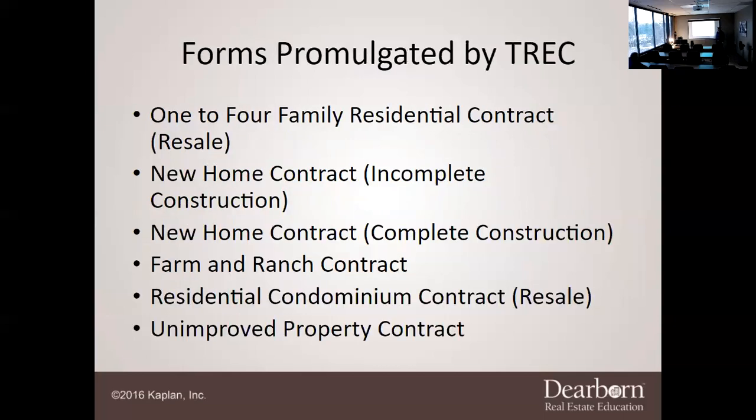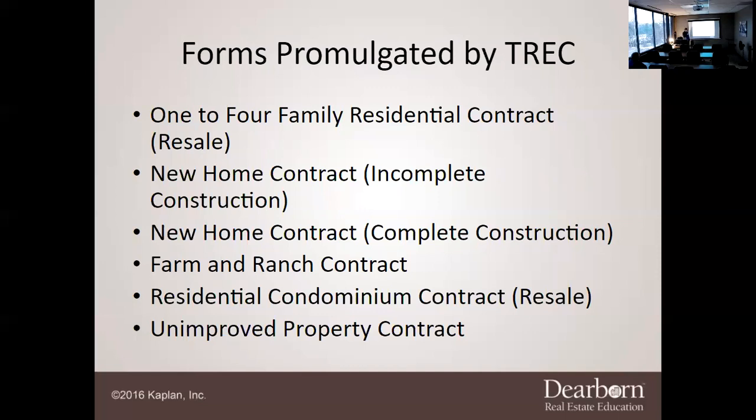So as you can see on your slide here, these are the forms that are promulgated by TREC. All of those forms that you see here are the 6 forms that are promulgated by TREC. Again, you have the 1 to 4 family residential contract, which we have already gone through in the previous class. If you were in the previous class, we went through that and actually filled one out.